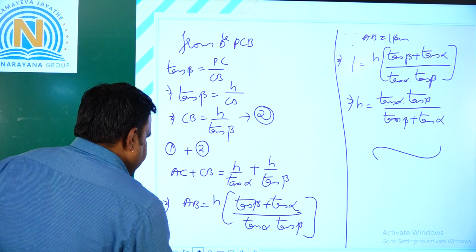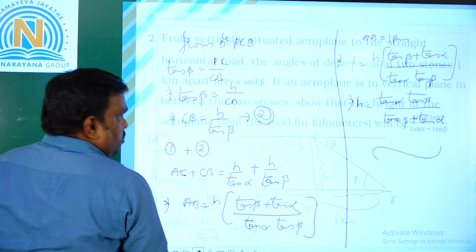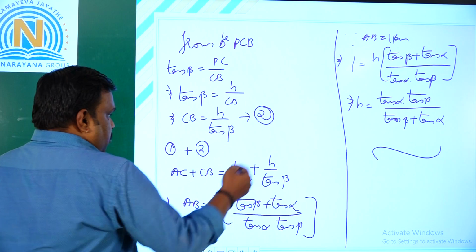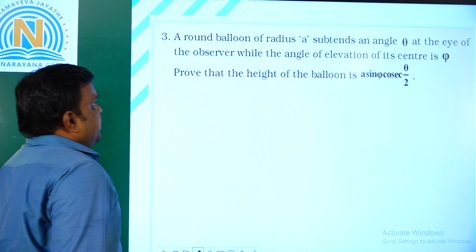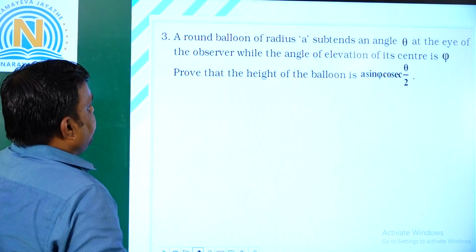So therefore the height of the plane from the road is H is equal to tan alpha into tan beta by tan beta plus tan alpha. Okay. Now this is the second question. Coming to the third question: a round balloon of radius A subtends an angle theta at the eye of the observer.